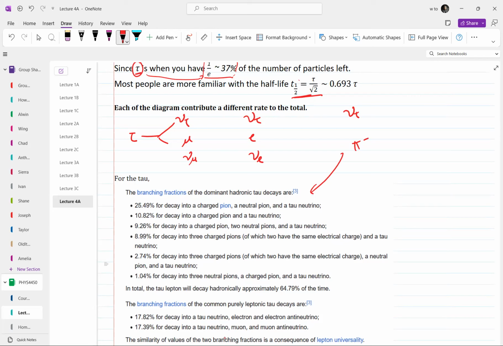About 25.5% of the time, the tau actually decays in this mode, where you decay into either a neutral or a charged pion, that's what this pi is, and then the tau neutrino. 11% of the time, it decays into a charged pion and a tau neutrino only. So I think maybe this process up here is actually the second one.